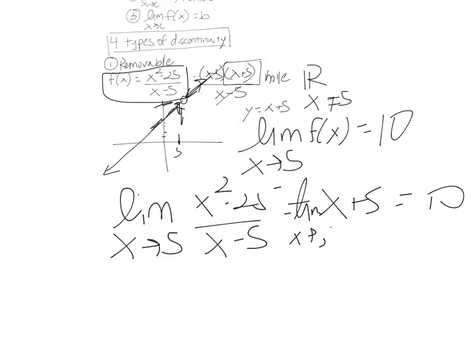But if you look at the graph, you're going towards 5 from the left, and you're going towards 5 from the right. They're approaching the same y value, which happens to be 10. It doesn't equal 10, but that's not what a limit is. A limit is, as I'm getting closer and closer to this x that I want, what's my y getting closer and closer to, and that would be 10. Okay, let's move on. Number 2.